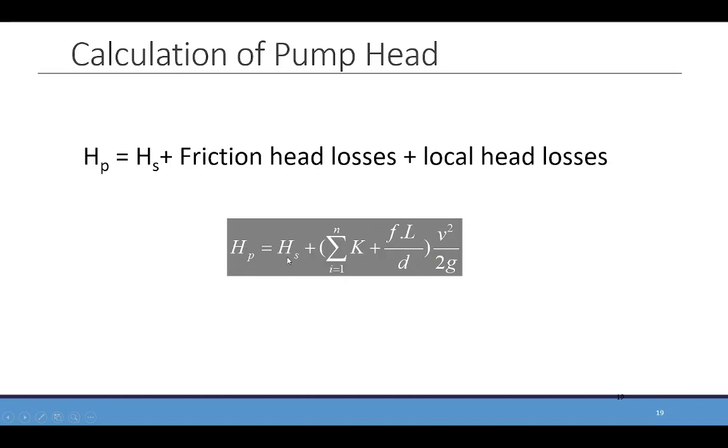Putting this formula into mathematical expressions, H pump equals H static plus sigma K, the local losses coefficients, plus f multiplied by L, which is the length of the pipe, divided by D, which is the diameter of the pipe, multiplied by V squared over 2g. V is the average velocity in the pipe, and g is the gravity acceleration. The friction coefficient f is the friction coefficient of the pipe, and it could be calculated using a Moody chart or using the Swamee-Jain formula.